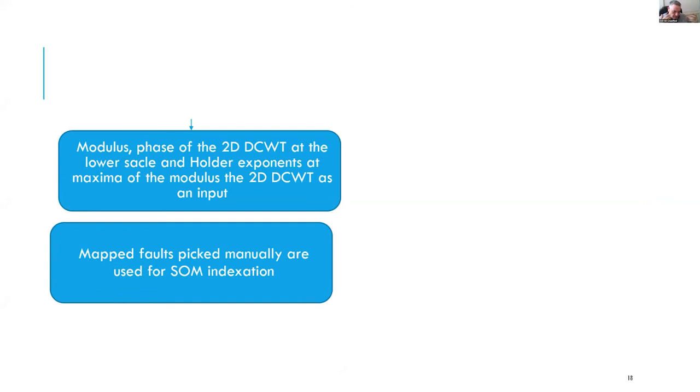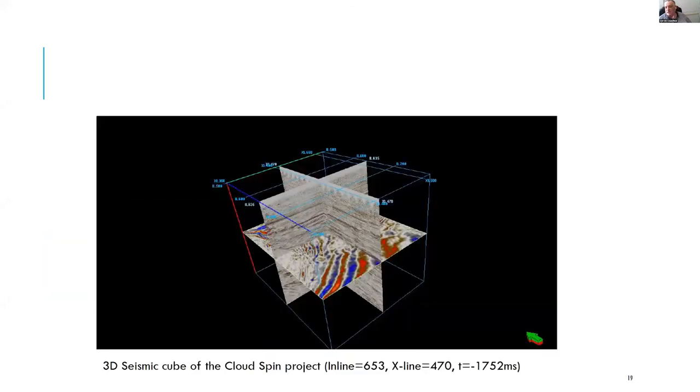So the Kohonen map is used to filter maxima, to distinguish between maxima that are due to noise and natural factors, and maxima that are due to faults. So the mapped or manually picked faults are used to index the self-organizing map. And at the end of the learning phase, this is an application to real data.